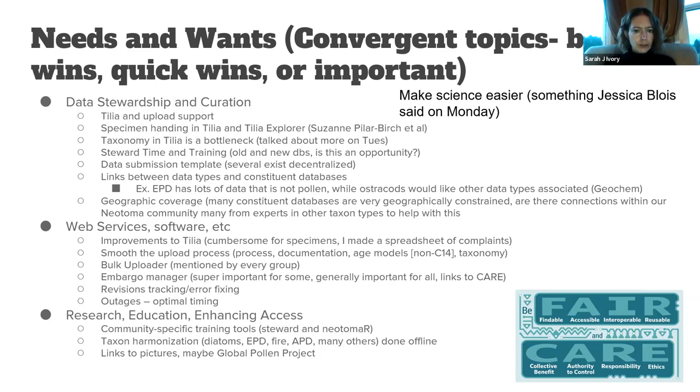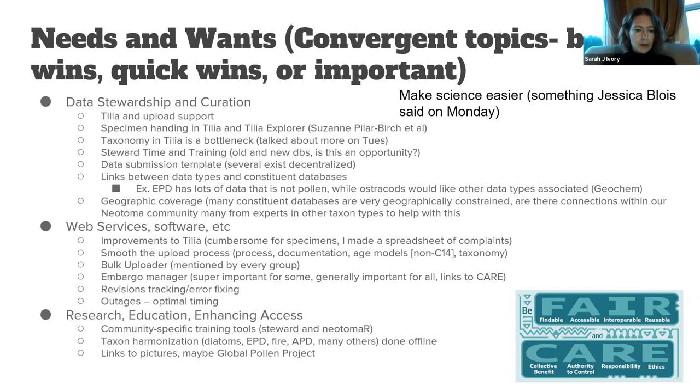There were some issues of geographic coverage, in that some constituent databases are geographically constrained, in particular to Europe and North America, even though their taxonomic focus isn't geographically constrained. So I wondered if there were connections within the Neotoma community, from experts in geographically restricted areas of focus, who could help connect people with those taxon types in other geographic areas. For example, the ostracod database is mostly focused on North America. I know ostracod experts in Africa. Is there an interest in trying to expand geographically in that way as well?